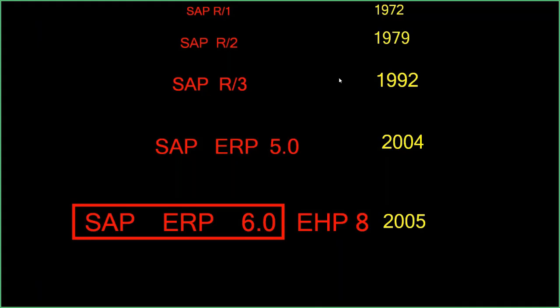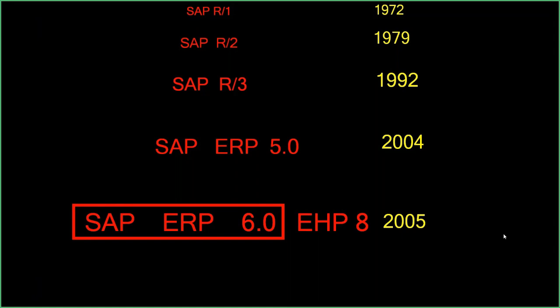so these are the versions: SAP R1 system, R2 system, R3 system. R1 system 1972, R2 system 1979. The SAP R3 system was released in 1992. The name was changed from R3 to ERP, and the ERP version was released in 2004. The last version was SAP ERP 6.0 in 2005. From 2005 onwards, some companies are still using ERP, that is, for the last 21 years. Some companies still use SAP ERP.